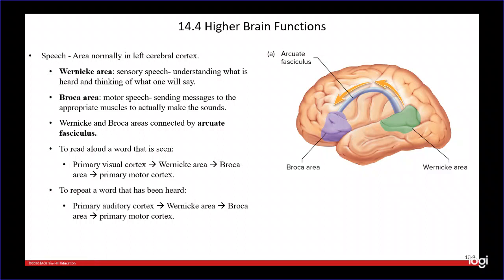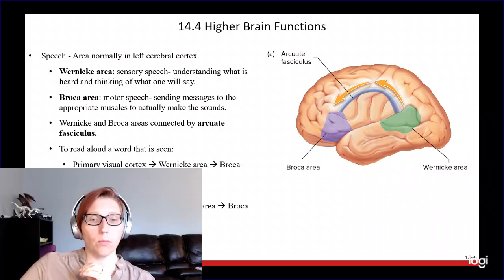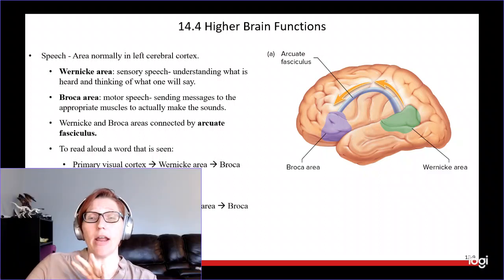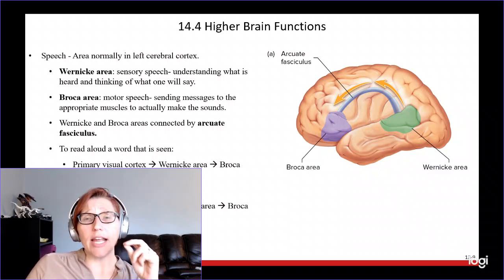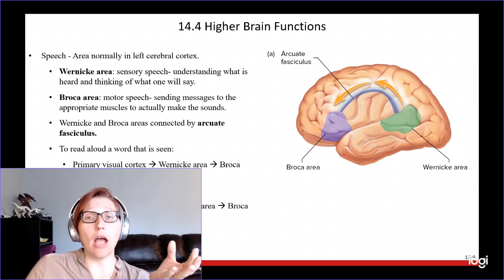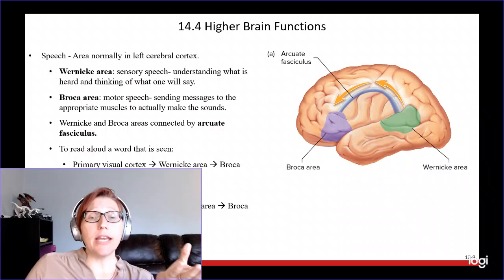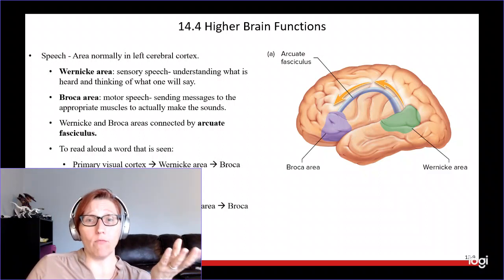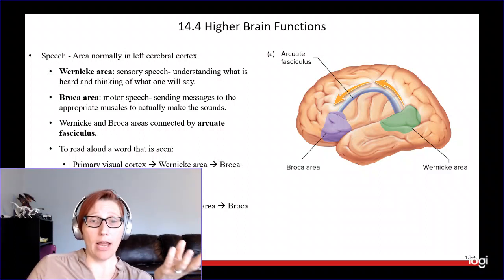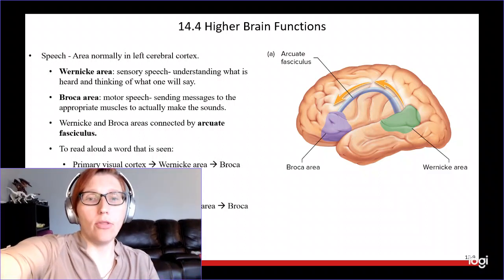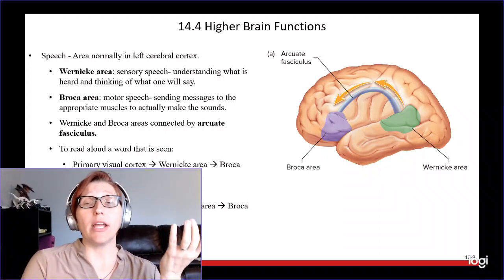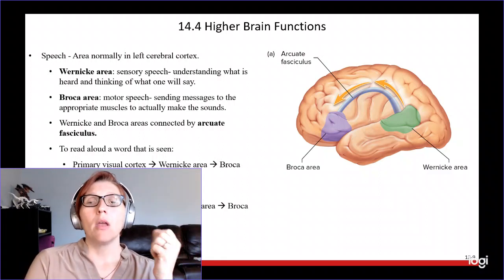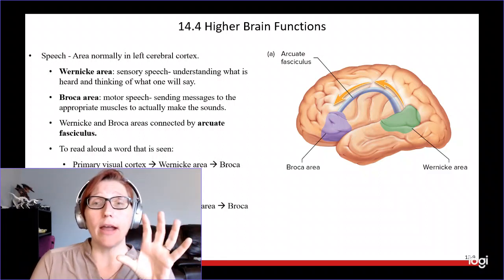So the Wernicke area is this area right here that is lit up in green. The Wernicke area is responsible for understanding what is heard and thinking about what you're going to say. So right now, part of your Wernicke area is functioning to process what I'm telling you. Less so thinking of what you will say in this case, but if you're having a conversation, there are multiple things going on in the Wernicke area.